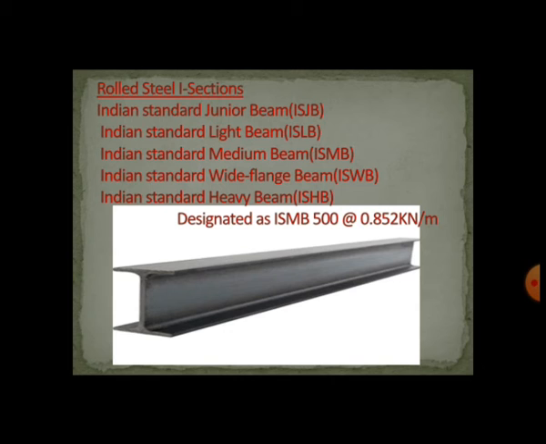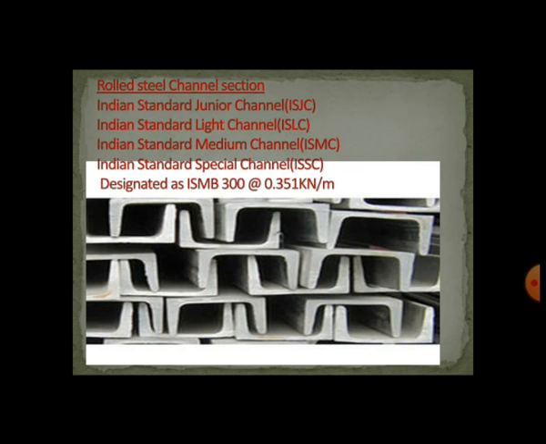0.852 kilonewton per meter. Similarly, channel sections are classified as Indian Standard Junior Channel ISJC, Indian Standard Light Channel ISLC, Indian Standard Medium Channel ISMC, Indian Standard Special Channel ISSC. These are designated as ISMC 300 at 0.351 kilonewton per meter. As usual, ISMC refers to Indian Standard Medium Channel, 300 refers to overall depth, 0.351 kilonewton per meter refers to unit weight of the channel per meter length.